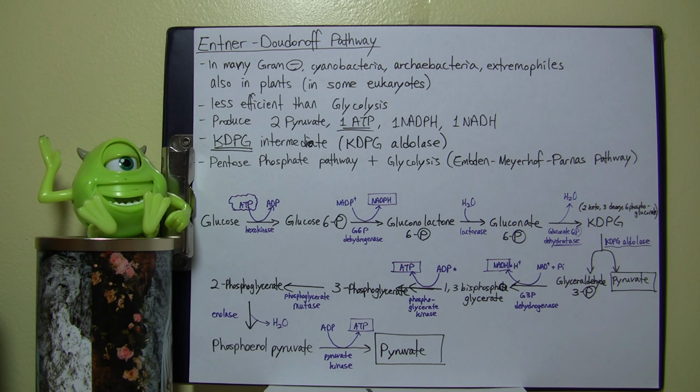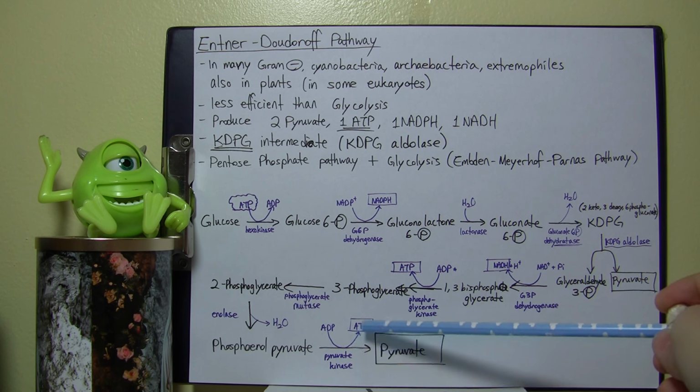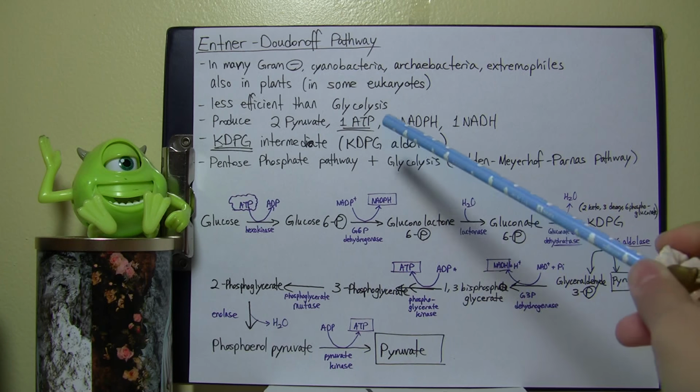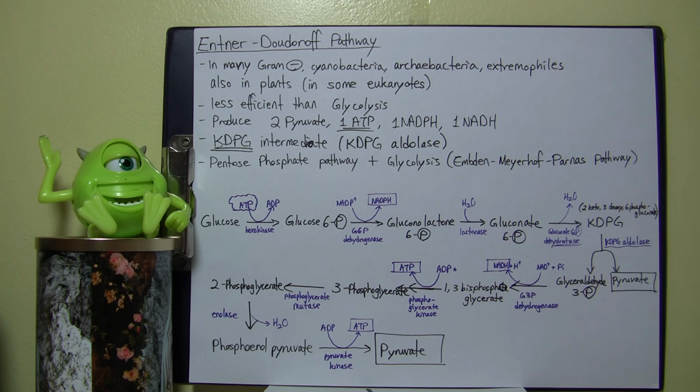But as you can see, we've used 1 ATP, so our net total is 1 ATP produced because they counterbalance. And now we have 1 NADPH and 1 NADH here. And that's the Entner-Doudoroff pathway.